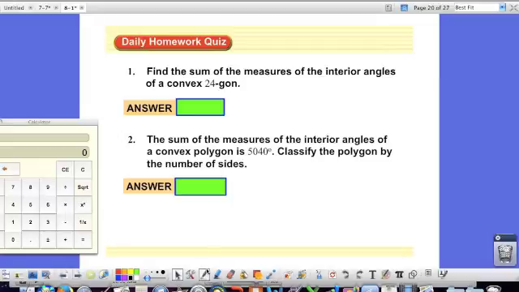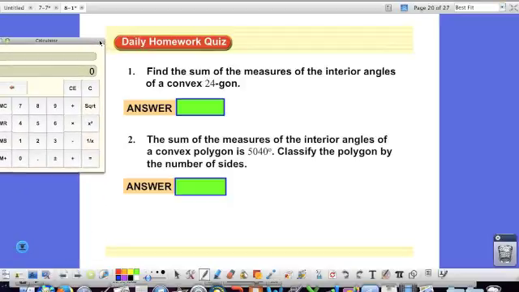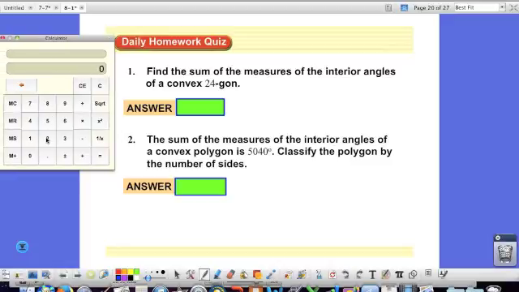And the daily homework is: find the sum of the measures of the interior angles of a convex 24-gon. So 24 sides minus 2 is 22 times 180 is 3,960.